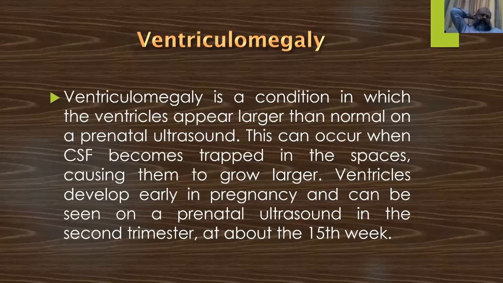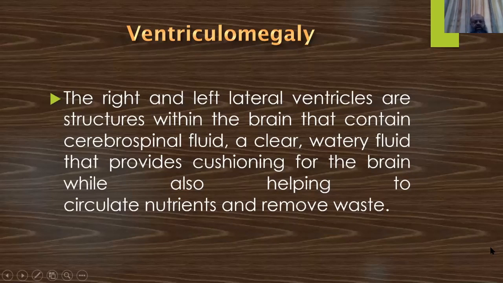Then is ventriculomegaly. As the name indicates, it is a condition in which the ventricles appear larger than normal on a prenatal ultrasound. This can occur when the CSF becomes trapped in the spaces, causing them to grow larger. Ventricles develop early in pregnancy and can be seen on a prenatal ultrasound in the second trimester at about 15 weeks. The right and left lateral ventricles are structures within the brain that contain cerebrospinal fluid, a clear watery fluid that provides cushioning for the brain while also helping to circulate nutrients and remove waste.